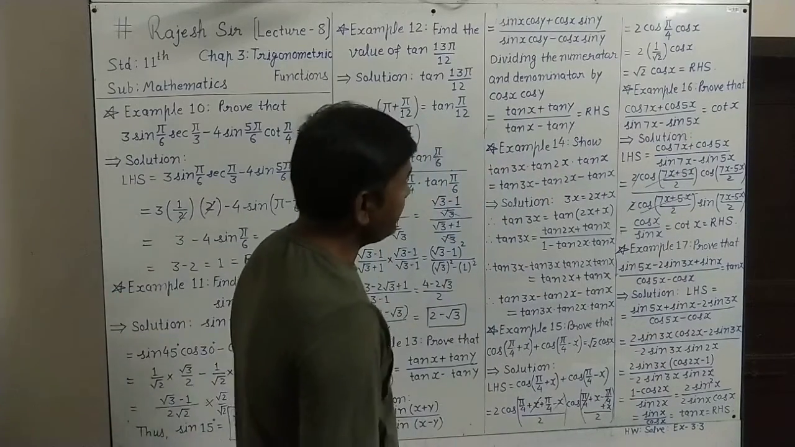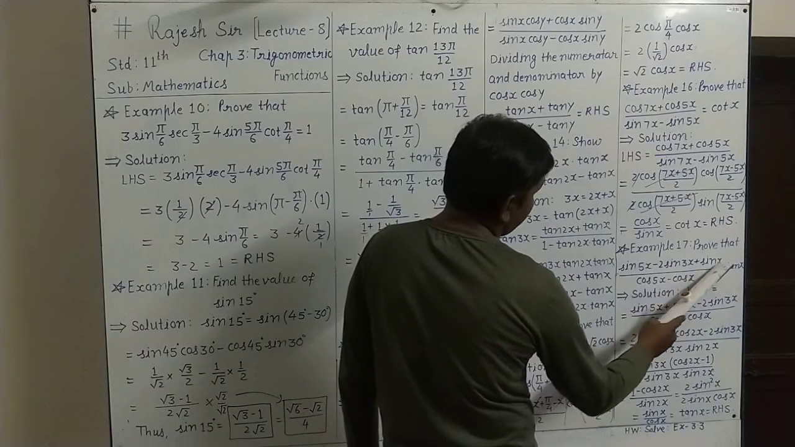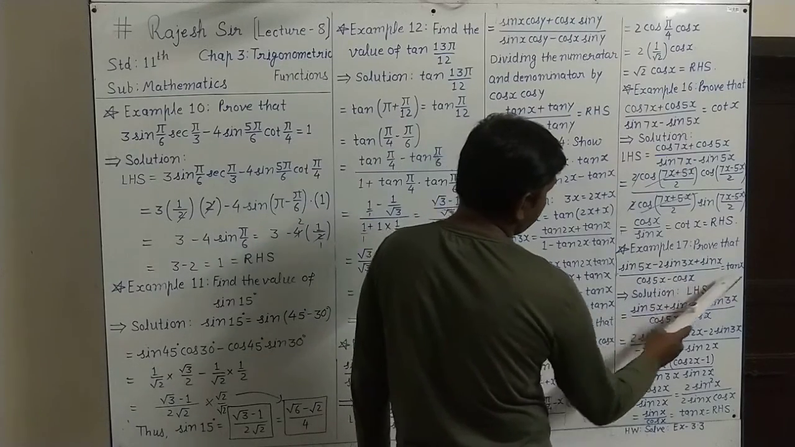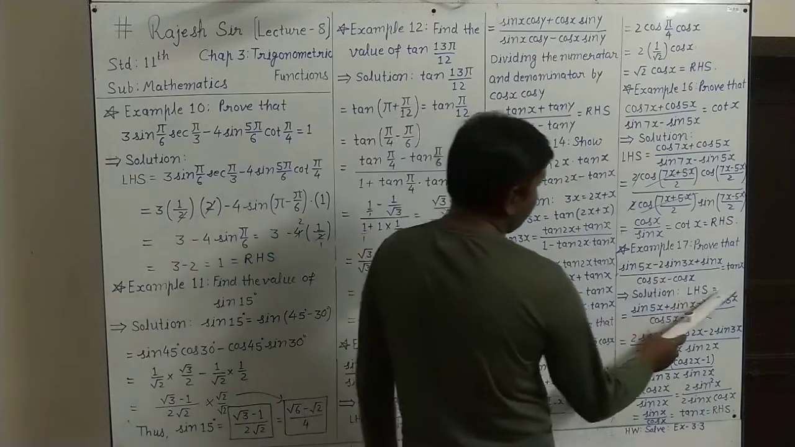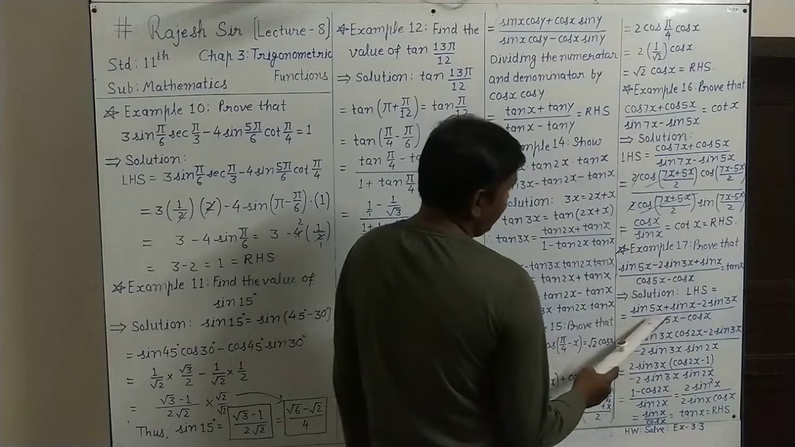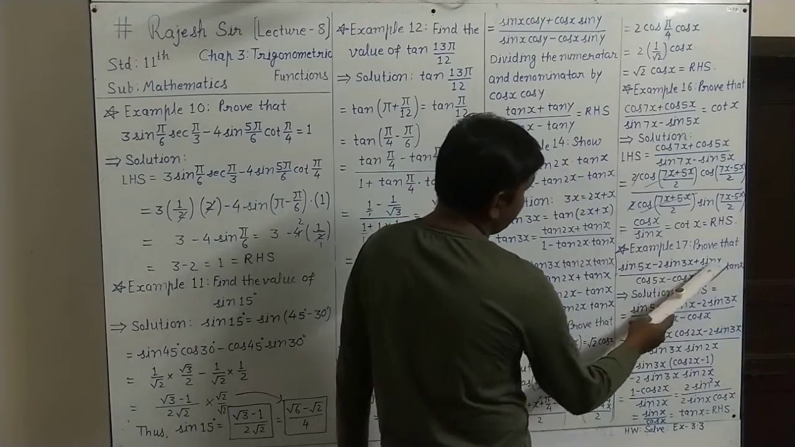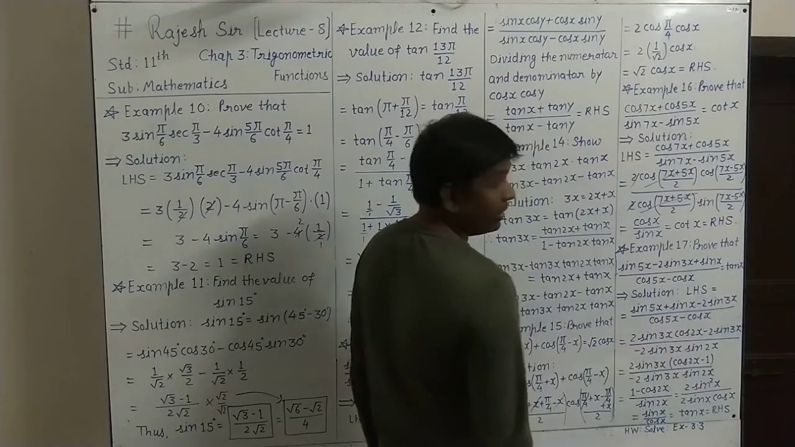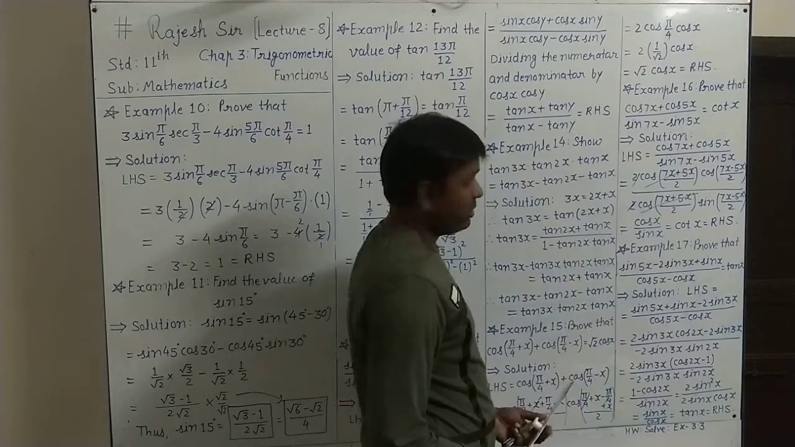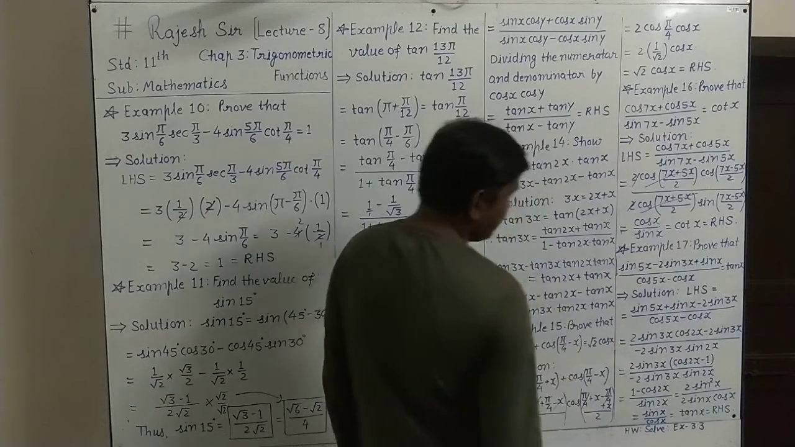Next example 17, we have to prove that (sin 5x minus 2 sin 3x plus sin x) upon (cos 5x minus cos x) equals tan x. So in solution again we will write the left hand side. Here we have written sin 5x, we have just arranged the terms. Sin 5x with that plus sin x I have written, and minus 2 sin 3x is at the end, just arrangement of the terms. And down there as it is, cos 5x minus cos x.